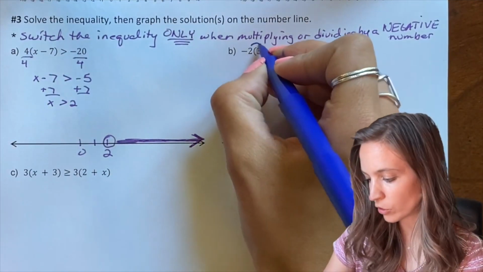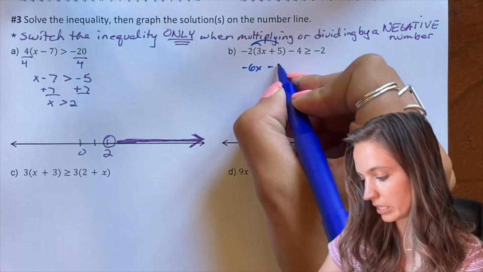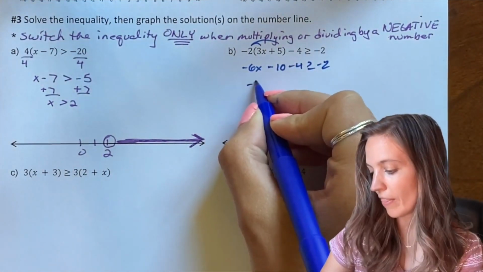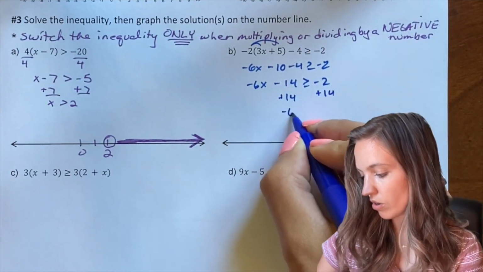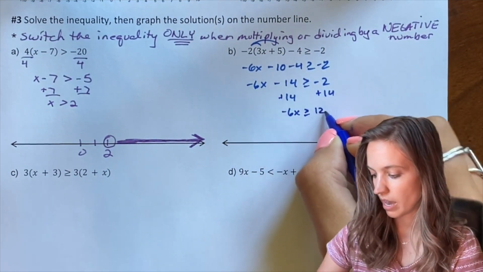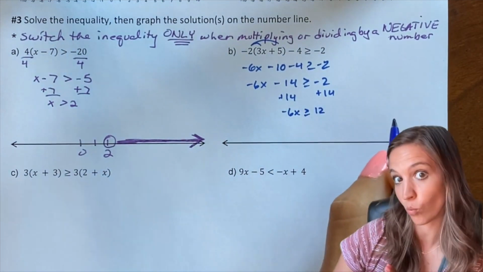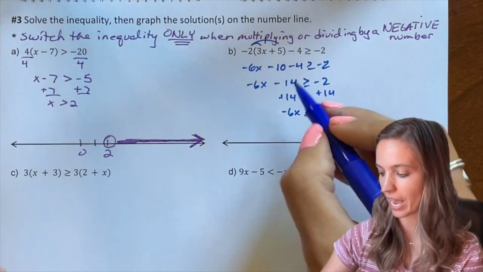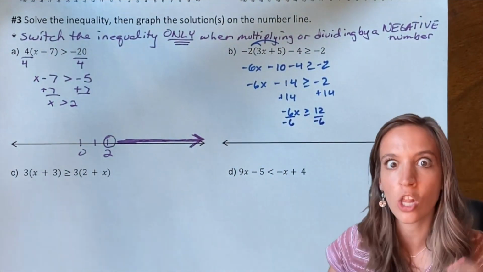So as the first one, the first thing I'm gonna do is distribute, because I have those parentheses there, so I'm gonna have negative 6x minus 10. I'm gonna combine like terms, negative 6x minus 14. It's greater than or equal to negative 2. Add the 14. Okay, here's the crucial step. This is where you can either make a really big mistake or be totally on the right track. As I divide by this negative 6 here, I should have an alarm going off in my head.